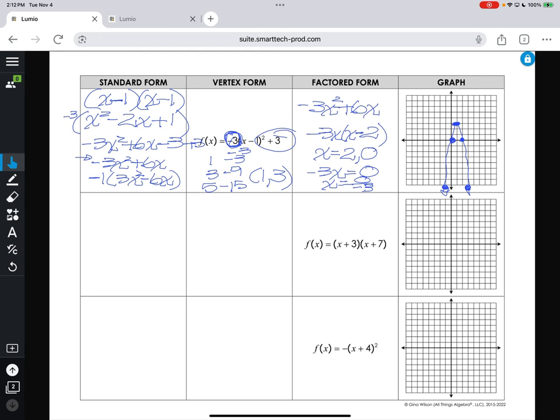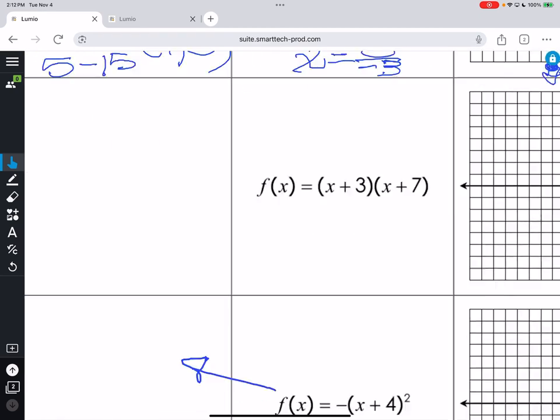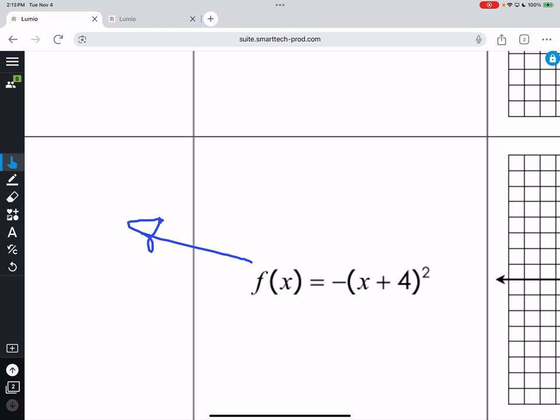You handle the middle one. See what you can do for both of these. I'll give you a huge hint. The factored form for the last one, what format is that also? Vertex. So what is going to be your vertex for this? For the last one, what will be the vertex that we'll use? -4, 0.